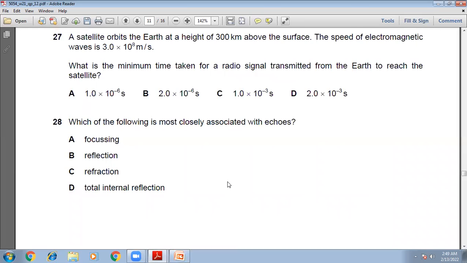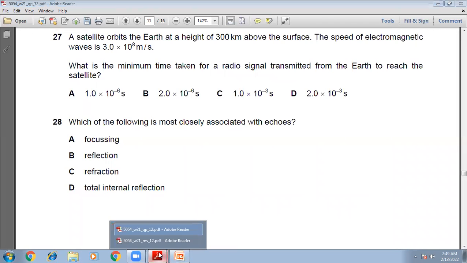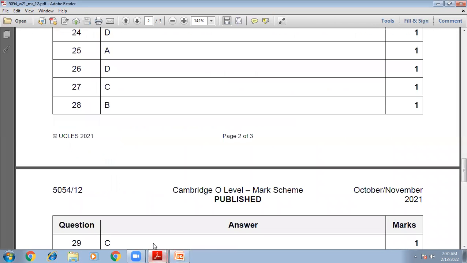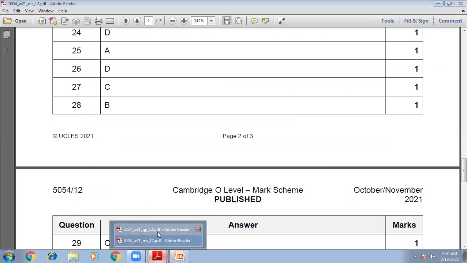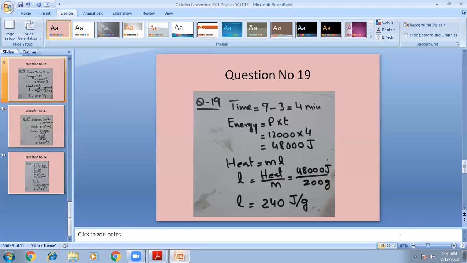A satellite orbits the Earth at a height of 300 kilometers above the surface. The speed of electromagnetic waves is 3 × 10^8 meters per second. What is the minimum time taken for a radio signal transmitted from the Earth to reach the satellite? So it's distance divided by speed. Okay, so let me show you.